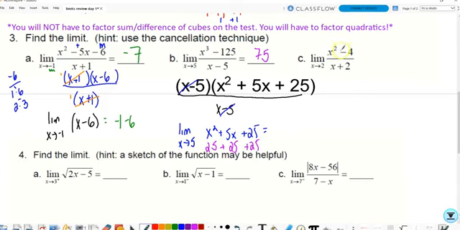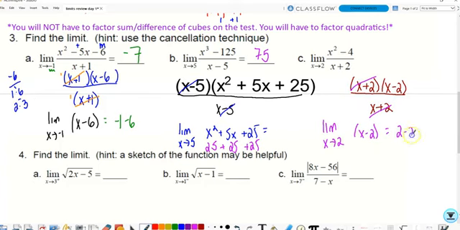One last expression to factor. X squared minus 4 is the difference of perfect squares. So that factors to x minus 2, x plus 2. The x plus 2's divide, so we're left with the limit as x approaches 2 of x minus 2, which is 2 minus 2, so we get 0.